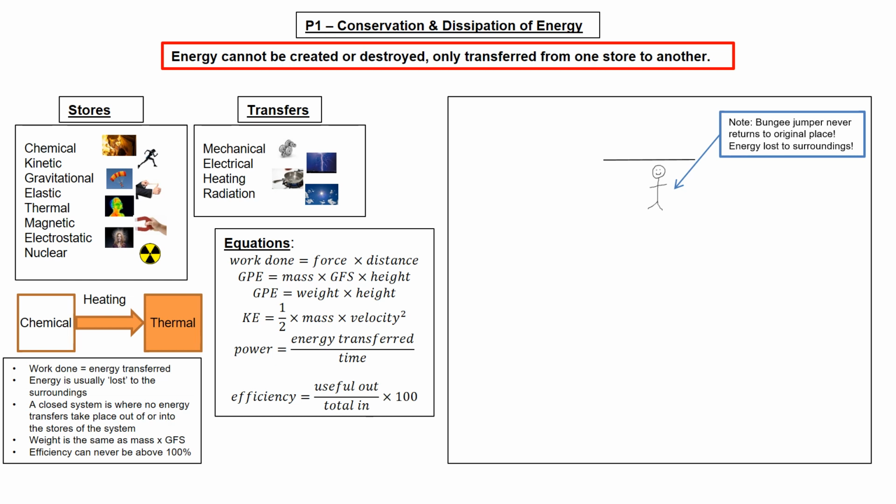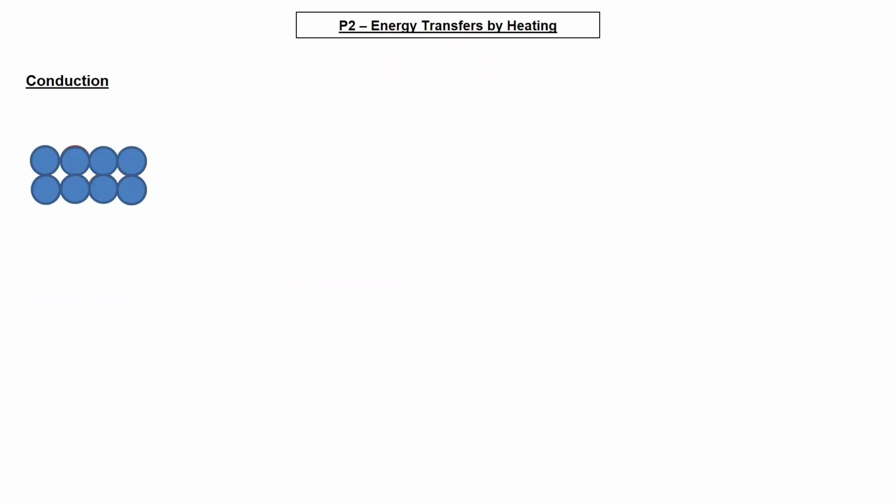So that summarizes P1, conservation and dissipation of energy. A very, very quick crash course. What we'll look at now is P2, energy transfers by heating. So, conduction first of all.